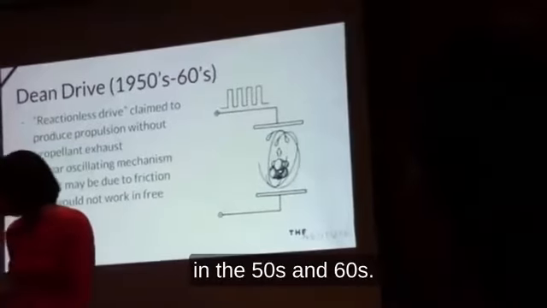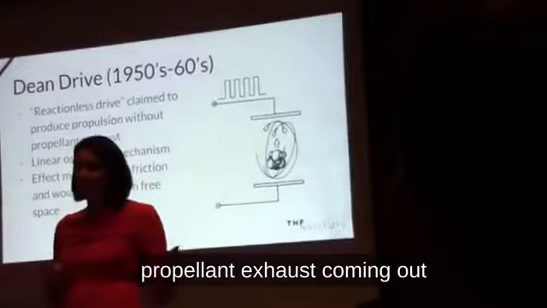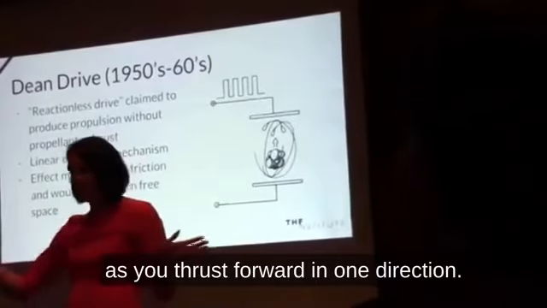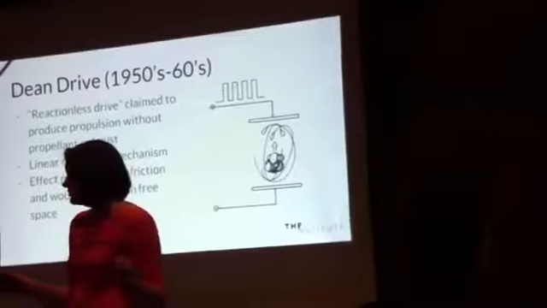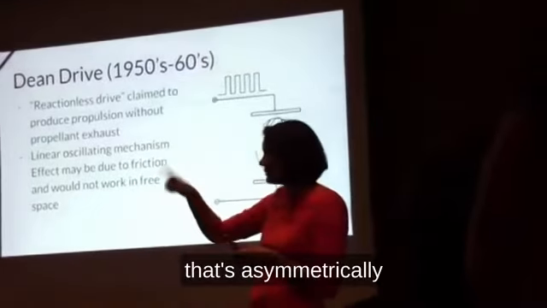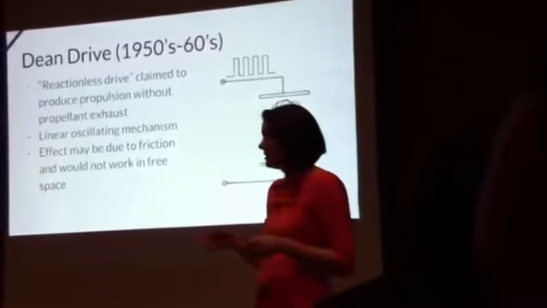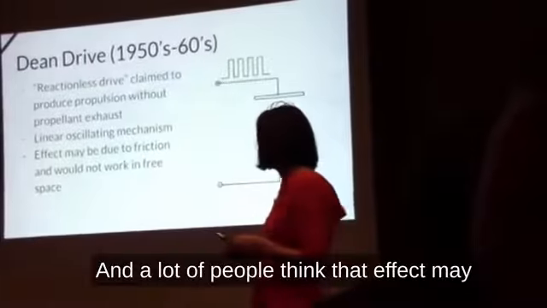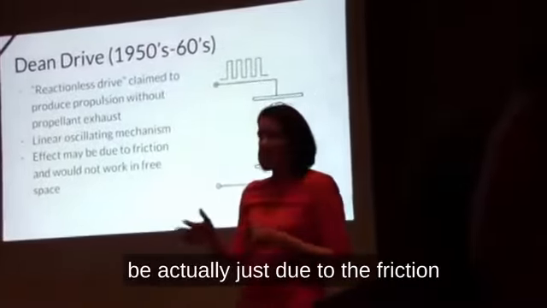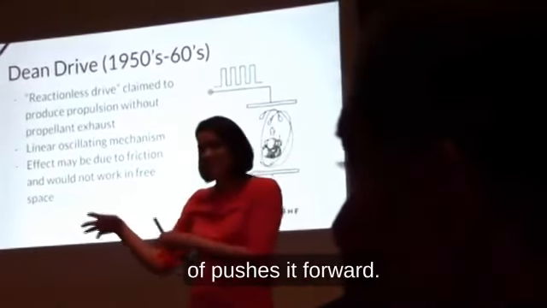There was the Dean drive in the 50s and 60s. This was claimed to be a reactionless drive, meaning there's no propellant exhaust coming out as you thrust forward in one direction. It was basically an asymmetric weight that oscillates around and creates a kind of linear oscillation. A lot of people think that effect may be just due to the friction of the thing oscillating back and forth, with the friction pushing it forward. So that's probably just an effect of friction.